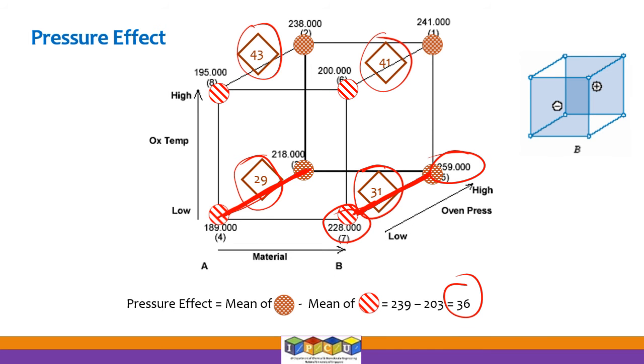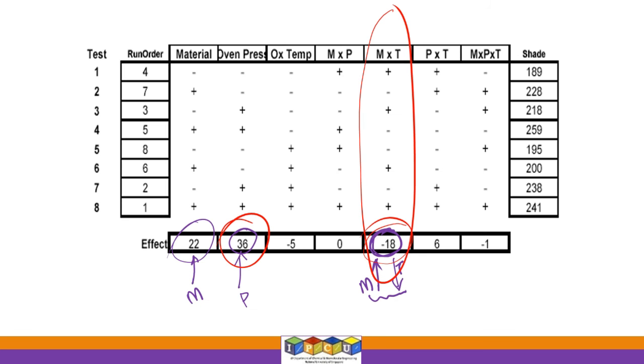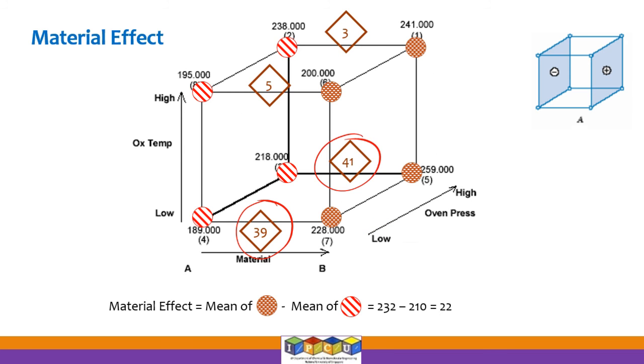All right, and here there is not much difference. With 29 and 31, the top face again shows higher readings for differences in shade than the bottom face readings. Here it's 29 and 31, here it's 43 and 41. So there is quite a difference, but not as stark as what we saw with the material effect. So it looks like there is a slight interaction between pressure and temperature as well, but it is not as big. All right, so there is a certain effect.